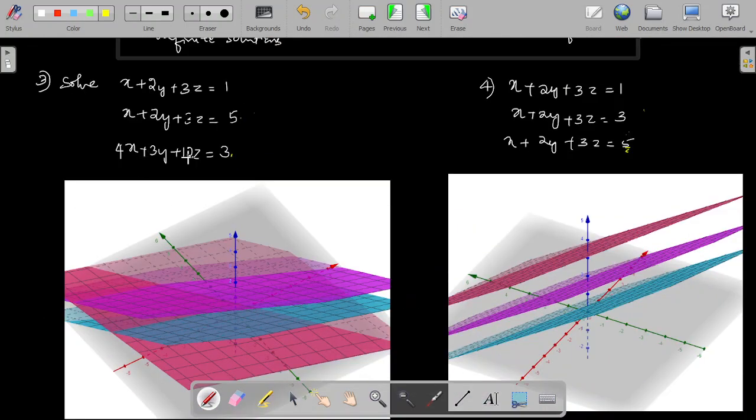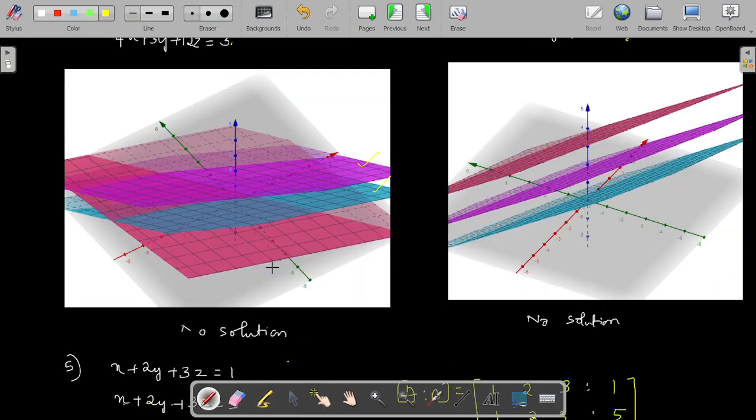Now, third set of equations. Now, look at these equations. The two planes are parallel and one plane cuts these two planes. But they do not have any common point of intersection. That is because x plus 2y plus 3z equal to 1 and the other are parallel planes. They differ only in the constant term. And the third plane is some other plane. These two planes are parallel and the third plane is the cutting plane that cuts both, but all the three planes won't intersect at a single point or along a line. That is not happening here. Hence you do not have a common solution. The system is inconsistent. No solution.